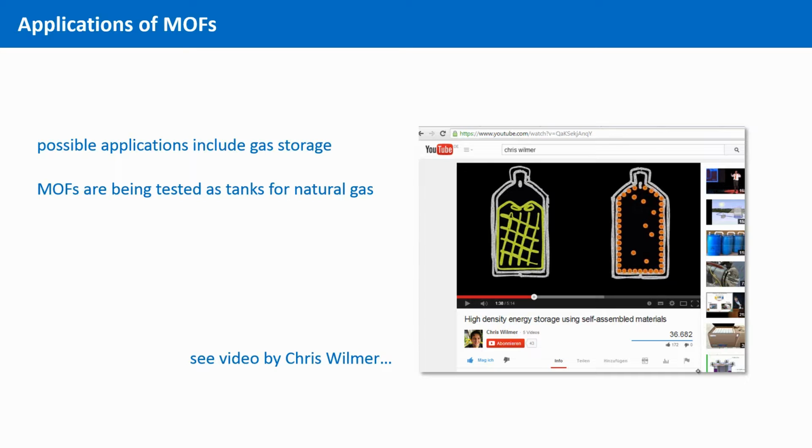In this chapter, we will explain some general structural features of MOFs. We will start the next unit with the question, why are they even called metal organic frameworks?